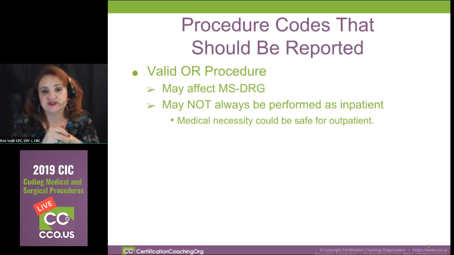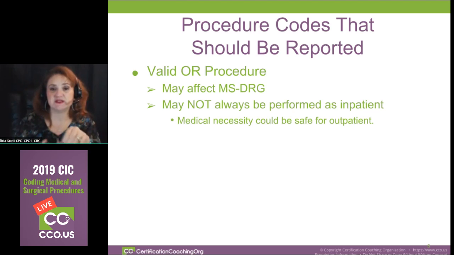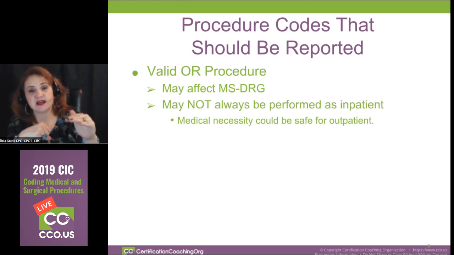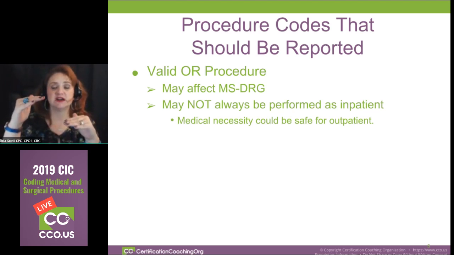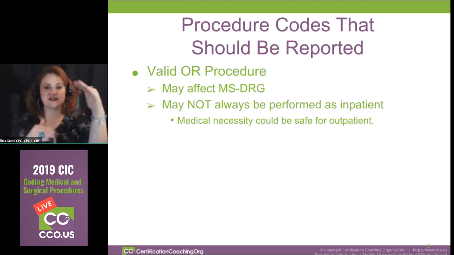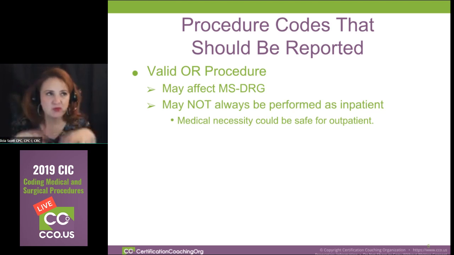Valid OR procedures. Well, again, we have to have medical necessity for it to be a valid OR procedure. This is going to affect our DRGs, and that is what constitutes our reimbursement. The DRG says that we're getting paid $10,000 for a diabetic patient with a foot ulcer, and we're getting paid $50,000 for a diabetic patient with a foot ulcer and gangrene. That's how the DRGs do that when you break it down to the simplest.